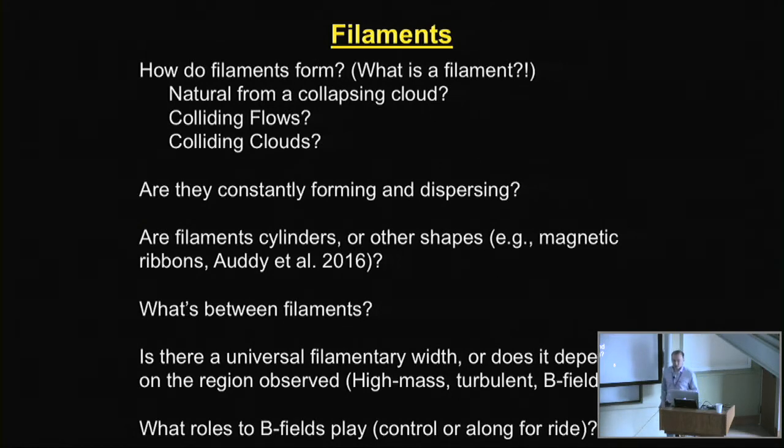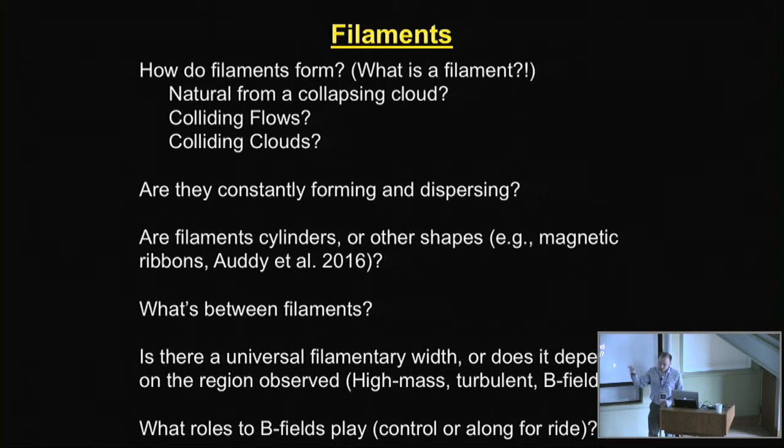So as I promised you, here are some questions about filaments. One question is, how do filaments form? Or a common unconference topic is, what is a filament? There are a lot of ways to form these filaments, and it seems like they could just naturally form from a collapsing cloud. There are also models showing colliding flows work, and even colliding clouds can form a lot of filaments. And are these filaments constantly forming and dispersing, or do they form and stay there for a megayear? We're not exactly sure.